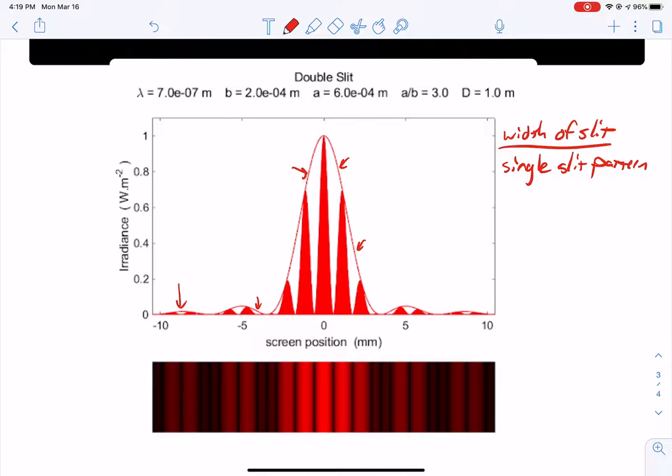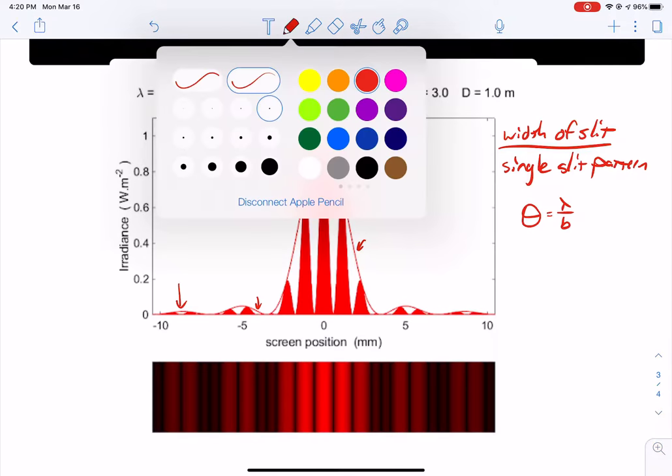If I change the width of that slit, you would see the amplitudes change. Let's say I made the slit more narrow. Okay, think about the equation theta equals lambda over b. If the slit width became more narrow, b became smaller, then our angle would have to go up. So making the slit width smaller would cause the envelope, the single slit envelope, to get wider. And these amplitudes would actually increase. So the width of the slit controls the single slit pattern.